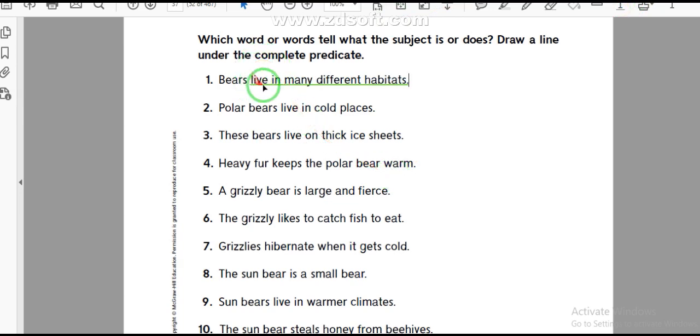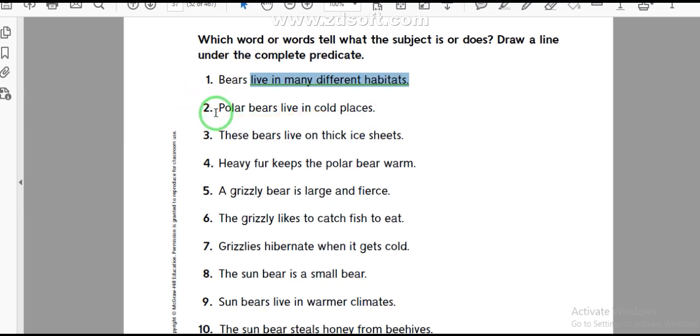Start from the verb. The verb is live. We should start from live till the end. All of this here is the complete predicate because it tells us what's happening. What's happening with the birds? The birds live in many different habitats. They live in different habitats.